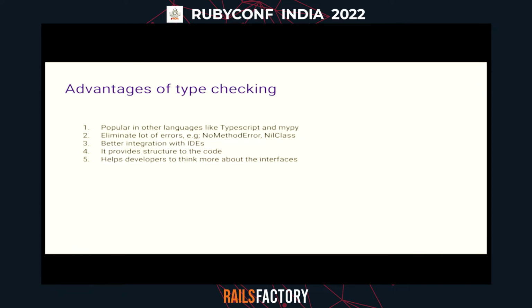So what are the advantages of type checking? First, it has a proven use case in multiple languages, like TypeScript for the JavaScript ecosystem, and mypy for Python, which is a very popular library. It helps us eliminate lots of errors, such as NoMethodError and nil class errors. And whenever we integrate these tools, IDEs automatically start to support us with moving to method definitions, and when we are writing code, they show us error cases, like, okay, you are calling the wrong method on this class.